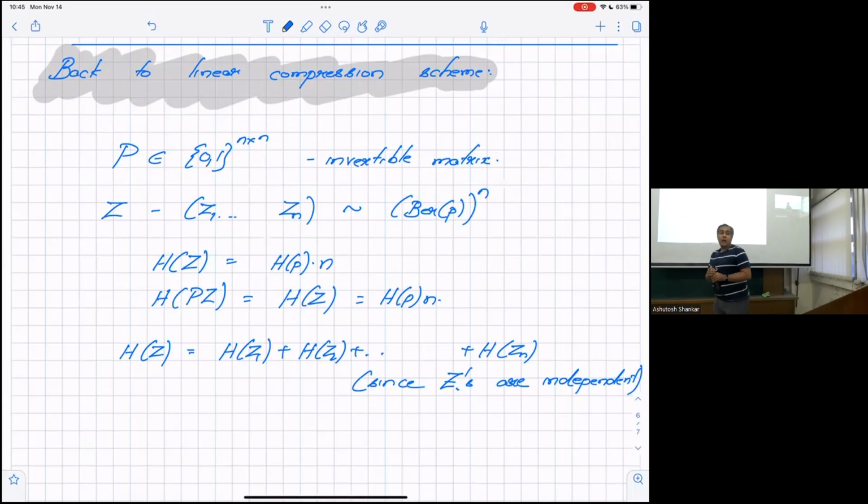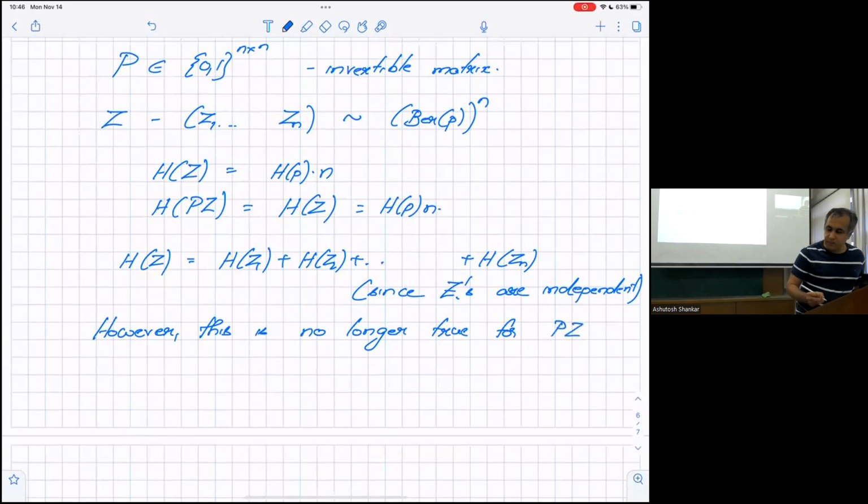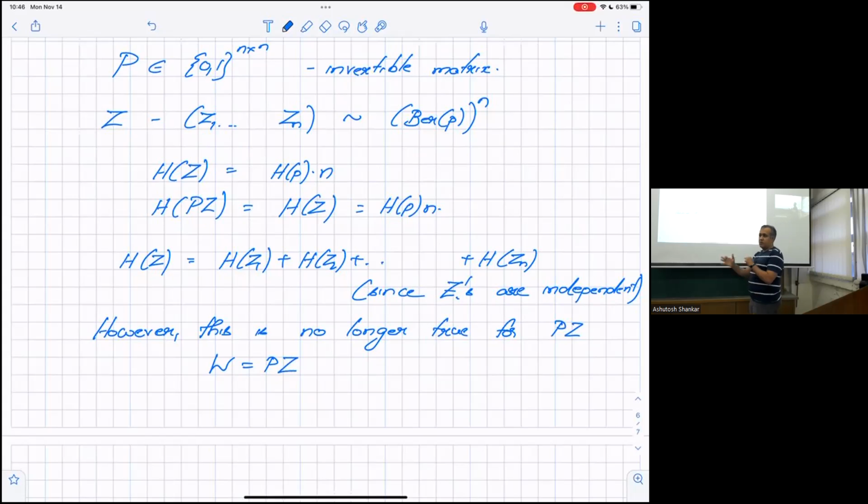For PZ, that's no longer the case. So this is no longer true. However, it's going to be a pain for me to write PZ all the time. So now I'm going to use W to be equal to PZ. So W is also an n-bit string. It represents this rearranged thing, rearranged according to the invertible matrix P.